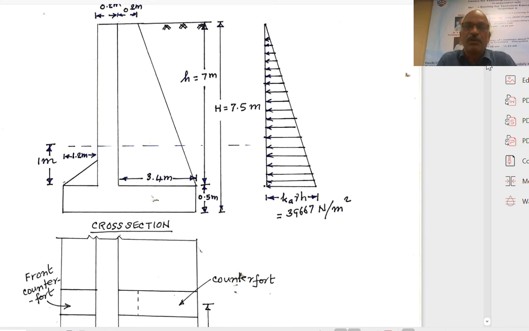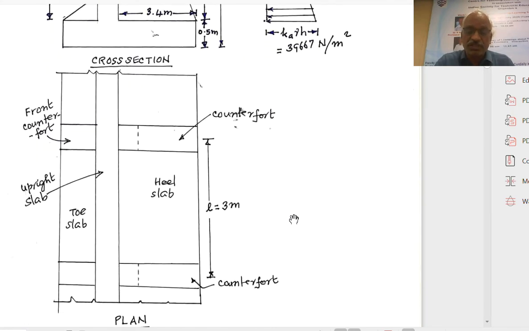Suppose there are no front counterforts, it will act as a cantilever slab fixed with the upright slab, right? So that's about the dimensions. The length of the heel is 3.4 meters. The pressure here is 39,667. These data will be necessary for later design. All these things we need not come back to; I am just recalling them to help you remember these values. The spacing of the counterforts is equal to 3 meters.